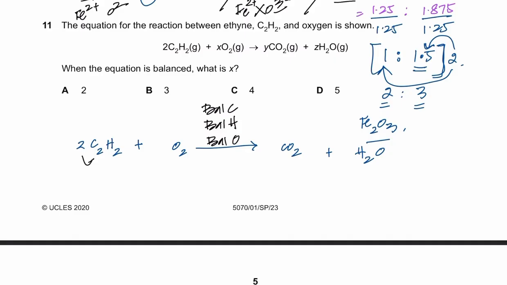So you have 2 times 2, you have 4 carbons on the left hand side. How many carbons do you have on the right? You have 1. So what should you multiply 1 with in order to get 4? X equals 4. So you would insert this beautiful 4 right here.